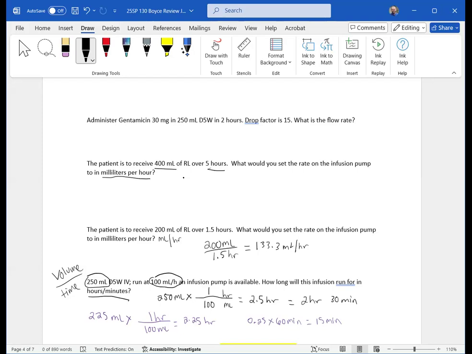So all we're going to do here, and believe it or not, this is actually a commonly missed question because students are looking for more things to do, but all they really need to do is put the volume over the time and then reduce the values. So that's what I'm going to do. We're going to write 400 milliliters, put it over 5 hours, and then we're going to reduce. So I'm going to take 400 and divide it by 5, and I'm going to get an answer of 80 ml per hour.